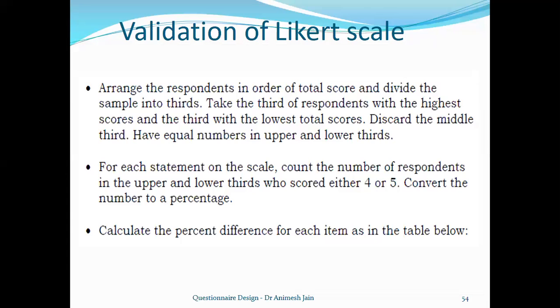Once you've done that, take the top 10 and the lowest 10. So divide it into 3 and then discard the middle third. So you have the top 10 and the bottom 10, right? Now start looking at each of the statements on the scale and count the number of respondents in the upper and the lower third who scored either 4 or 5.